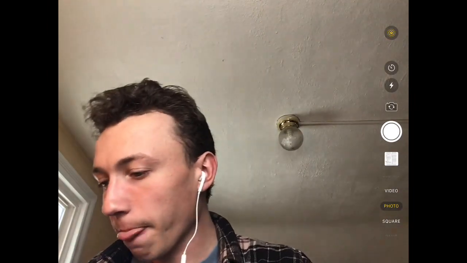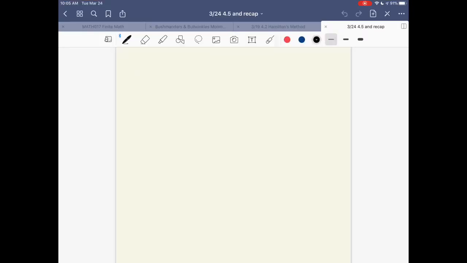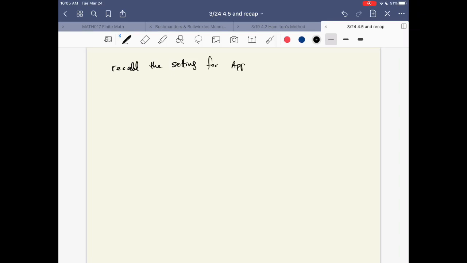Let's start talking about apportionment again. Good. Alright, I'm gonna flip around to my screen here. And let's recall what we were talking about last class. So, last time we defined what apportionment was. I won't go through everything again, but I'll recall the setting for apportionment.